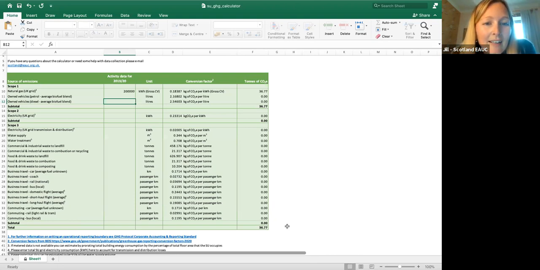So then there's the grid electricity under scope 2. Again, I haven't put any district heating options in there because I don't know if anyone needs them, but if they do, we can add that in. That's the transmission and distribution for the electricity, water supply and treatment, the different emissions factors there.